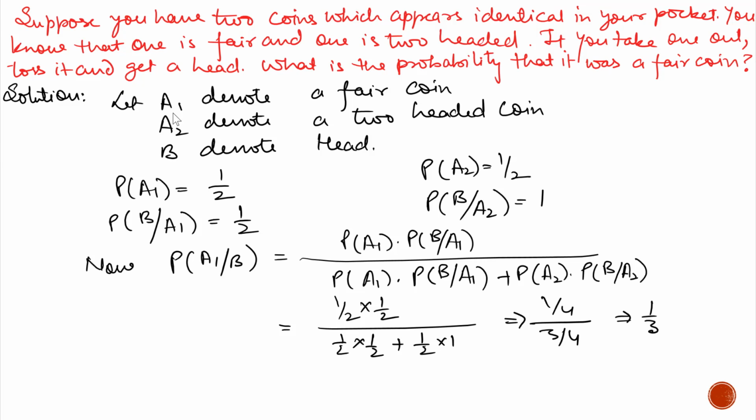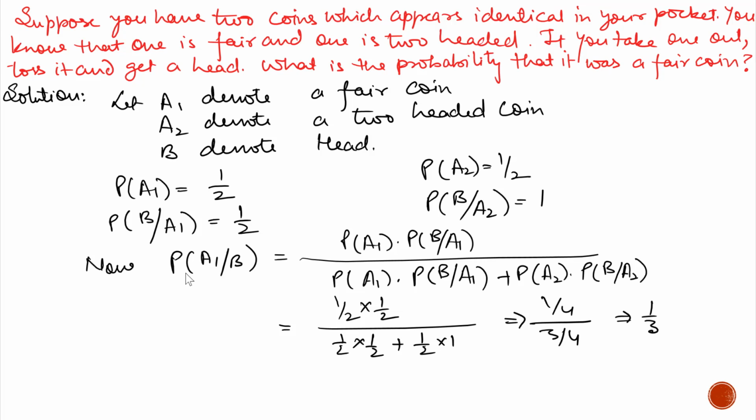So let A1 denote a fair coin and A2 denote a two-headed coin and B denote a head. Here probability of A1 and probability of A2 is 1 by 2, 1 by 2 because they both have equal chances. Now probability of B by A1, this implies probability of head when a fair coin is tossed, the answer is 1 by 2 because the chances of head and tail are equal. But probability of B by A2, the probability of head when we have a two-headed coin, the answer is 1.